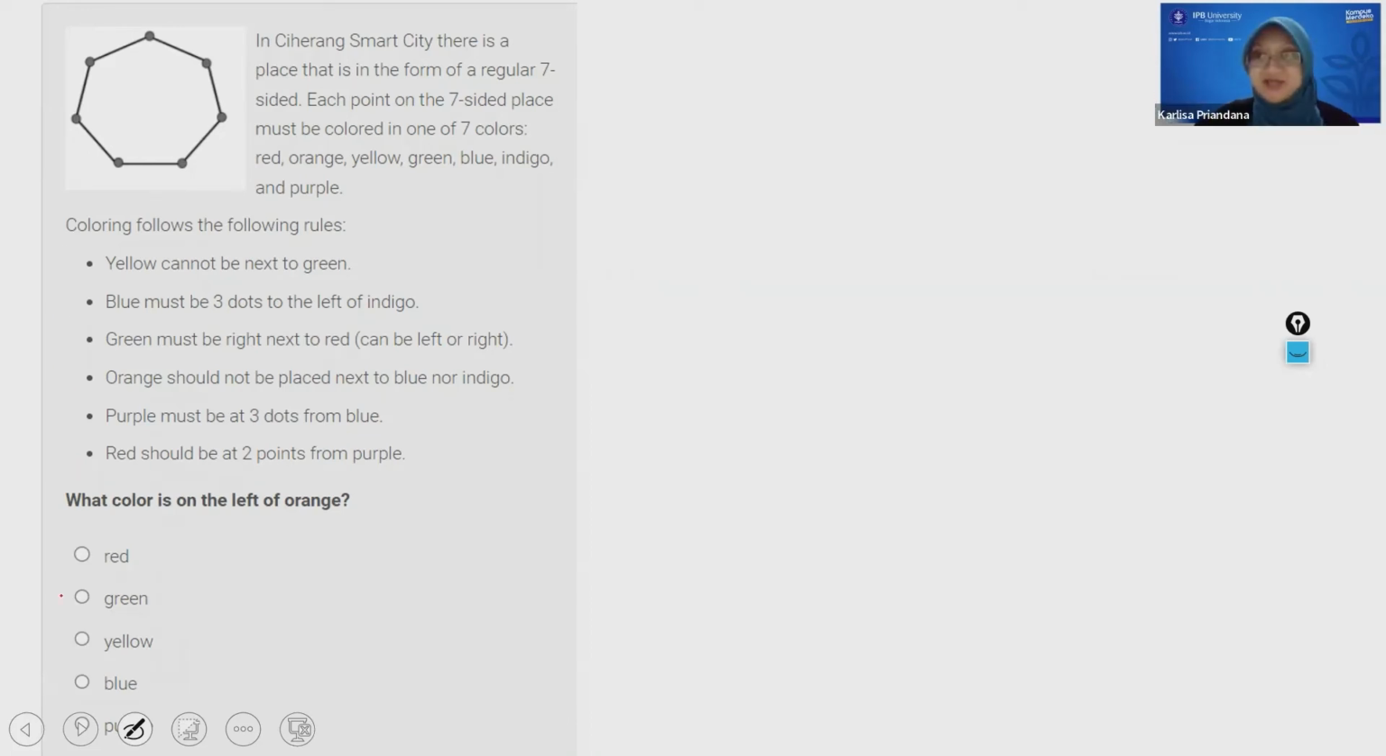Okay, so for this problem, let's make bigger dots to make it easier to write. So I have 7 dots over here, and we want to know which color is on the left of orange. So if this is orange, we want to know which color is here. The first thing that we know about orange is that it should not be placed next to blue nor indigo.